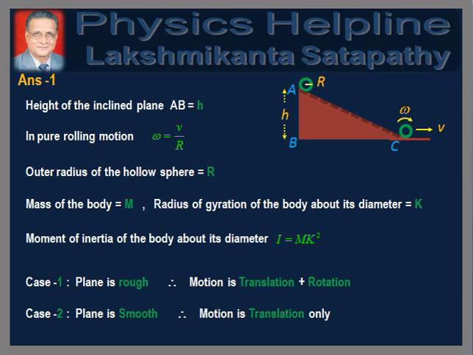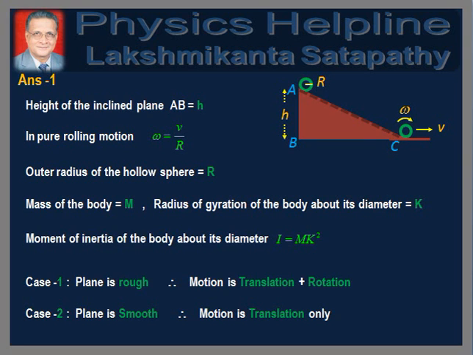First, let us solve the problem in question 1. The situation is shown in the figure. The figure shows a rough inclined plane of height AB is equal to h. A thick hollow sphere is placed at the top of the inclined plane at A. We are required to find the radius of gyration of the body about its diameter.